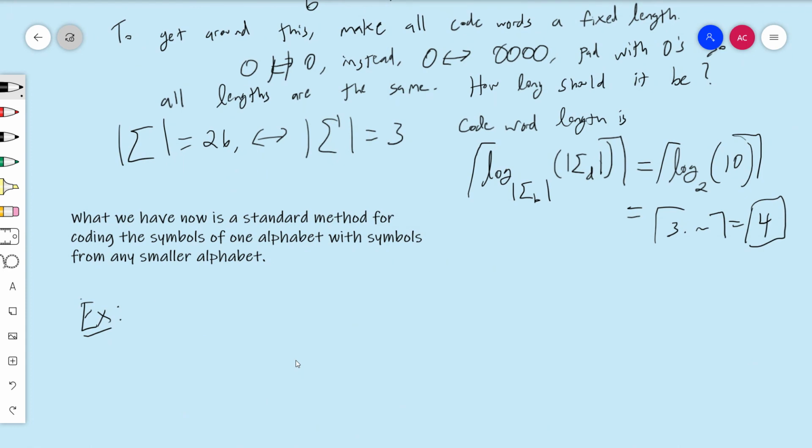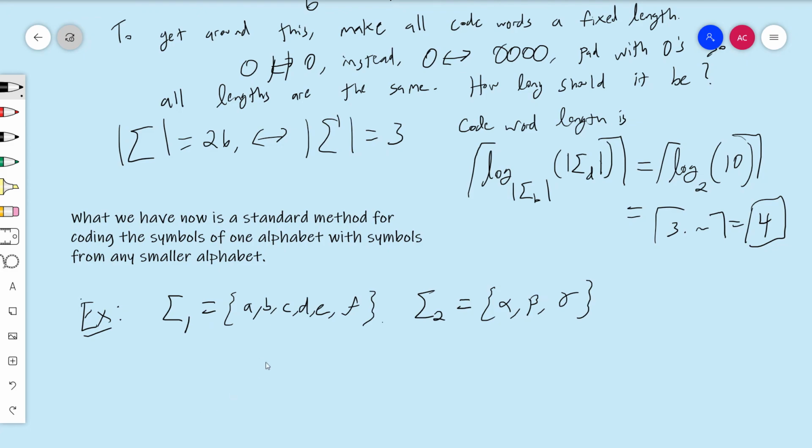So as an example, let's let sigma 1 equal A, B, C, D, E, F. And let's let sigma 2 equal alpha, beta, gamma, Greek letters. Now, the algorithm is essentially, we've got to label one of these the smallest and one of these the biggest.